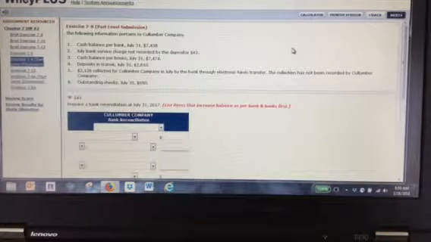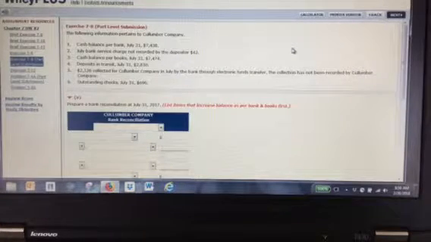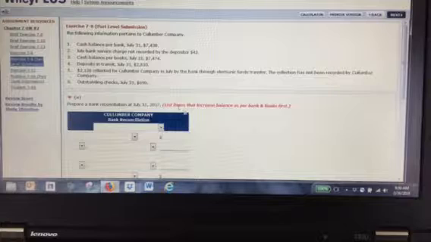Exercise 7.8, we see the following information here. The following information actually pertains to the Cumberland Company, and we can see the 6 different records that are there. When we move down to preparing this document, we can read the instructions here that say prepare bank reconciliation at July 31st, 2017. And it also states here that we need to list items that increase balances per bank and books first.